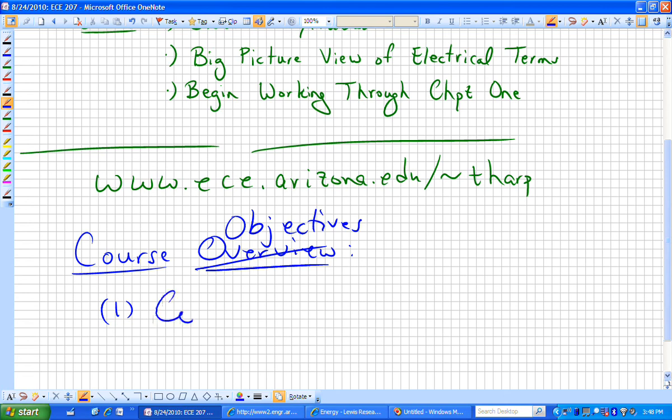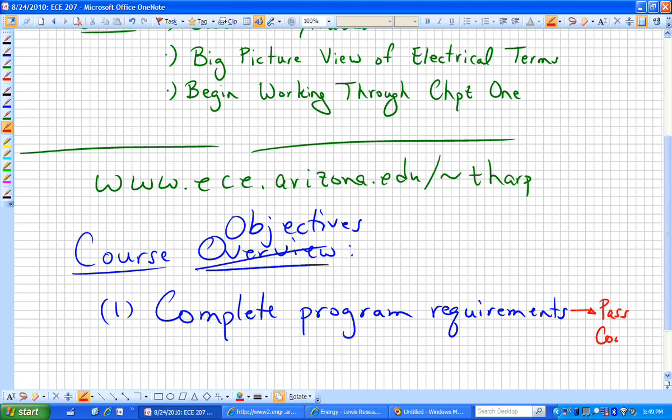First, and probably foremost, is your academic program. You need to complete your program requirements. The main goal is to help you pass this course. You have to pull your end. I'll try to do my part in helping you learn the material in order to pass the class. That's the number one objective.